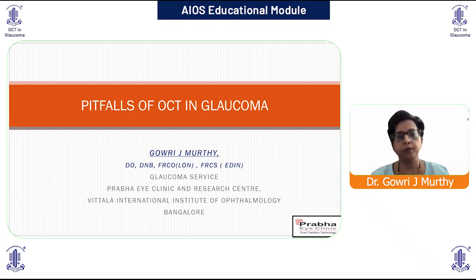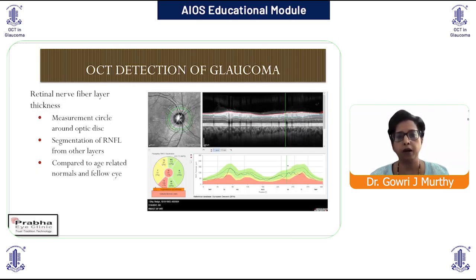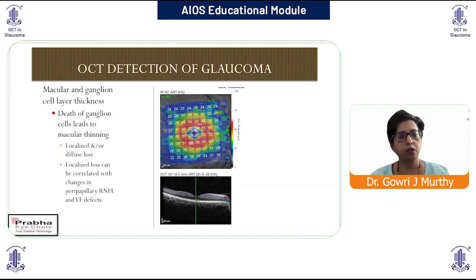Murthy, and today I'm going to talk about a few pitfalls in the interpretation of OCT in glaucoma. OCT, as we all know, is a valuable tool in the diagnosis and monitoring of disc damage in glaucoma. It measures the retinal nerve fiber layer around the optic disc and also detects the macular and ganglion cell layer thickness. And these two parameters are very helpful in the diagnosis and monitoring of glaucoma.